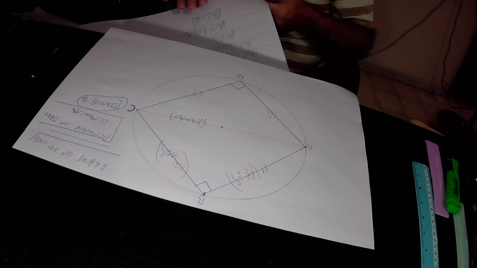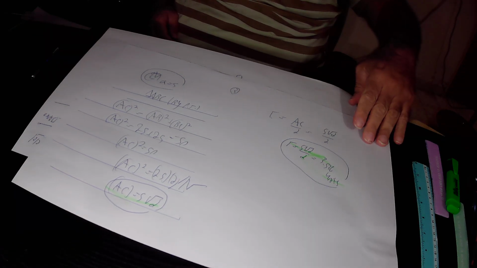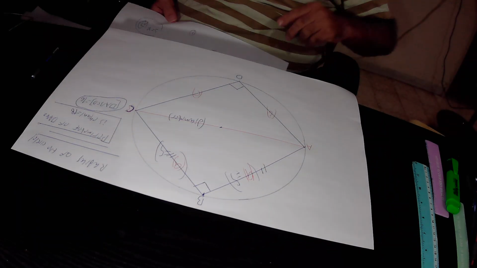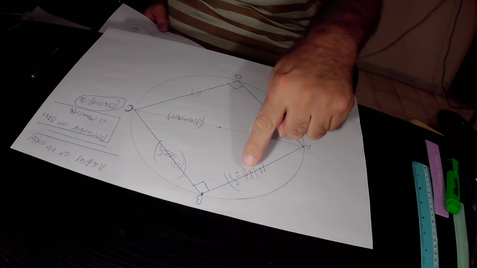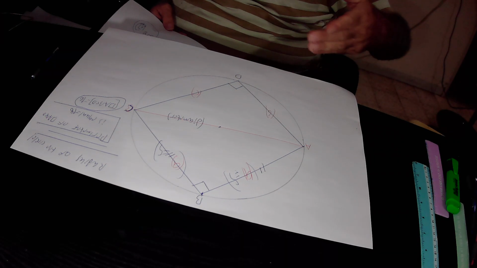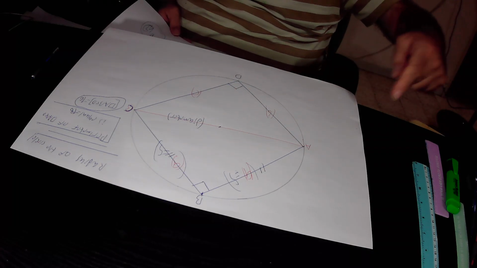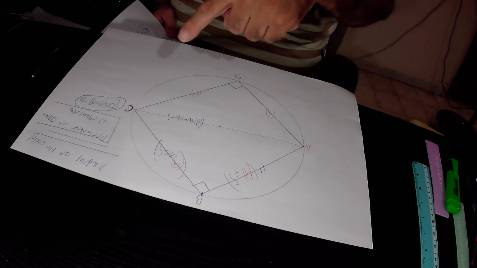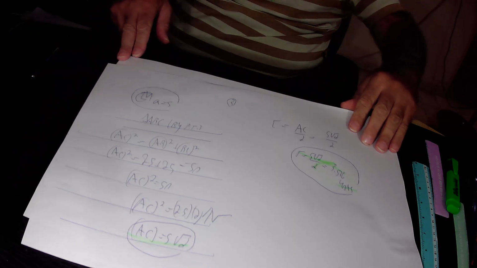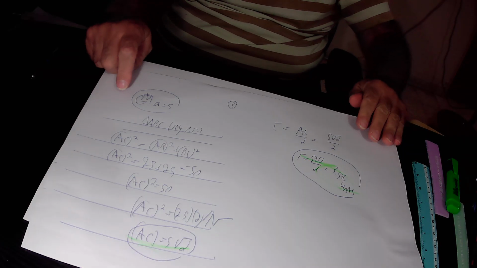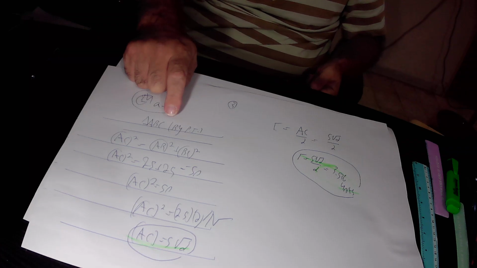And again, we found that A equals 5 units in length. So BC is A, which is 5, and AB is also A, which is 5. The next step, we implement the Pythagoras theorem in this right triangle ABC. According to the Pythagoras theorem, in this right triangle ABC, AC squared equals AB squared plus BC squared.